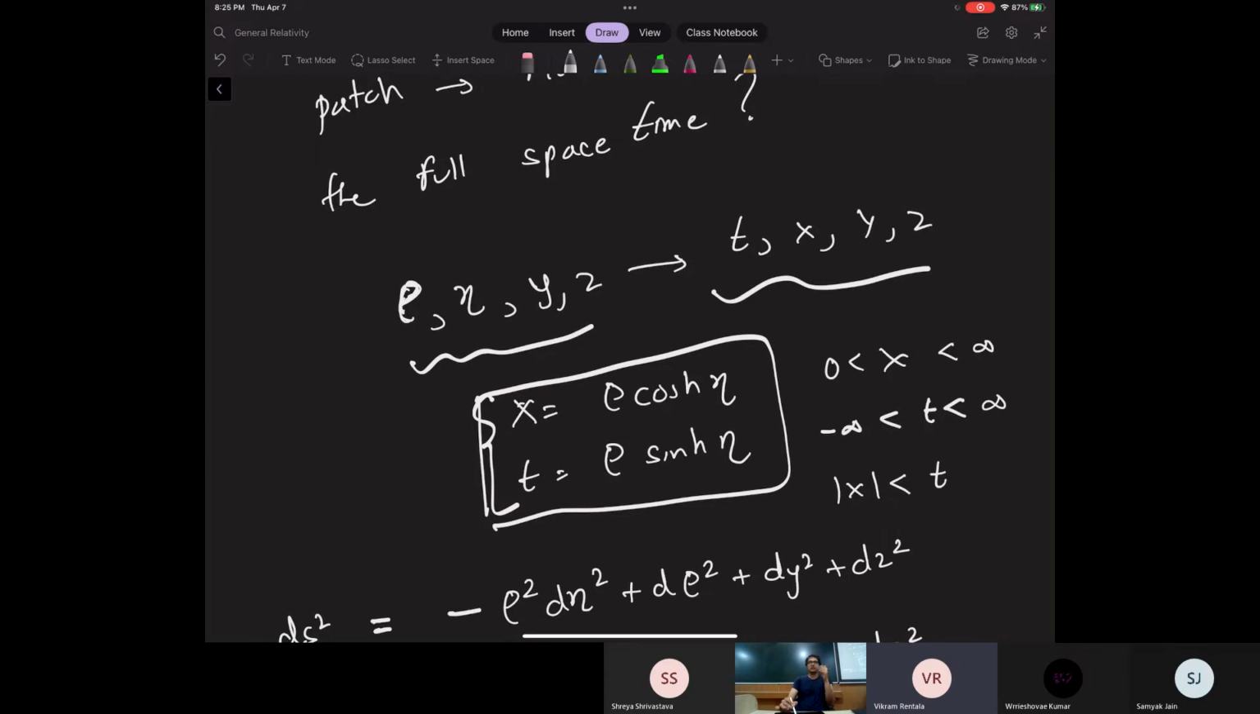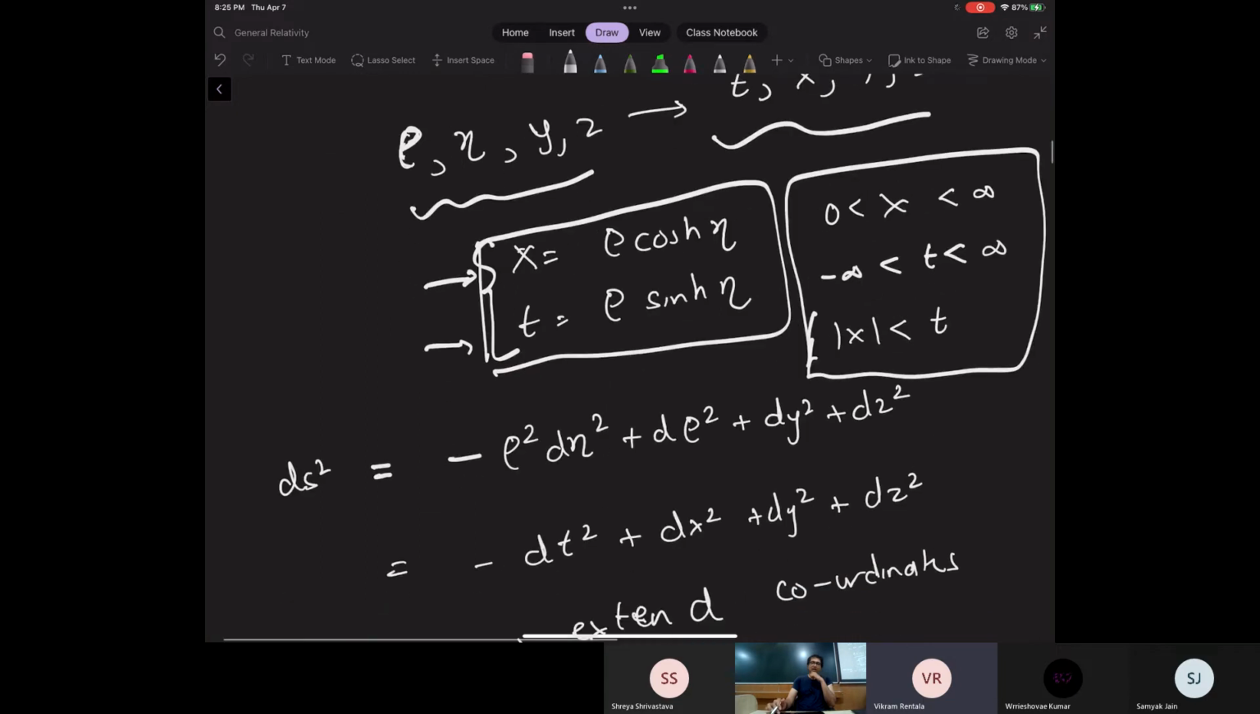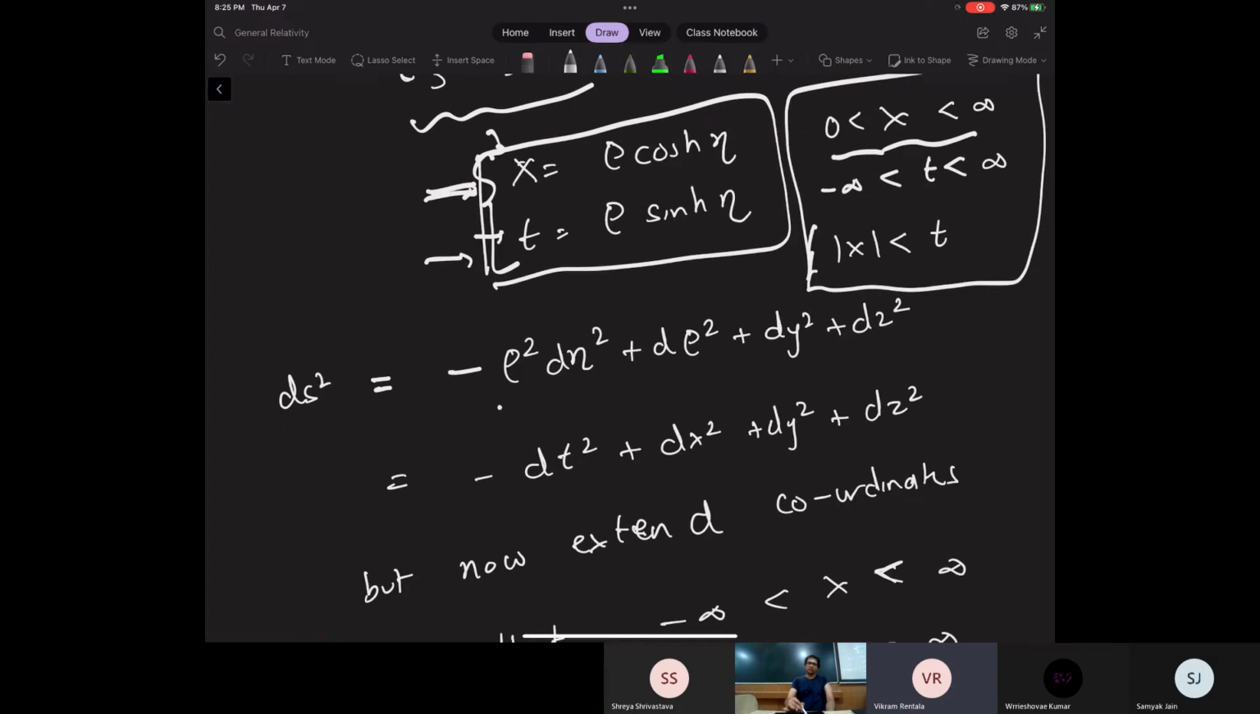In your coordinates, rho and eta only cover the Rindler patch, which means that this dictionary is only valid in the region where, first of all, x is positive and mod x is less than t. Okay, that is in the Rindler patch. Now what you're really guessing is that even though my coordinates in my Rindler patch only extend between 0 and infinity, this new x coordinate and t coordinate, I will now extend them beyond, from minus infinity to infinity. Okay, and why can you do that?